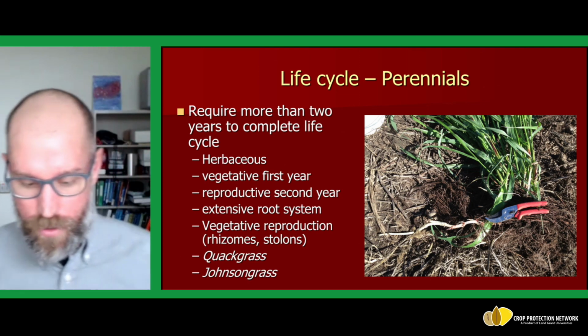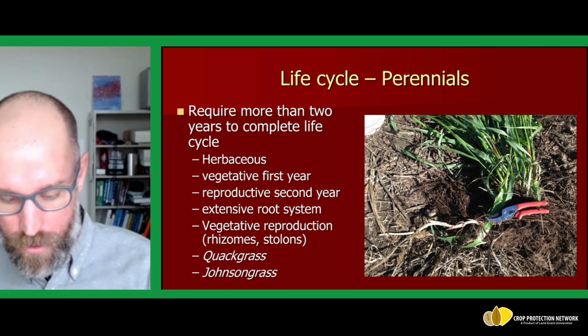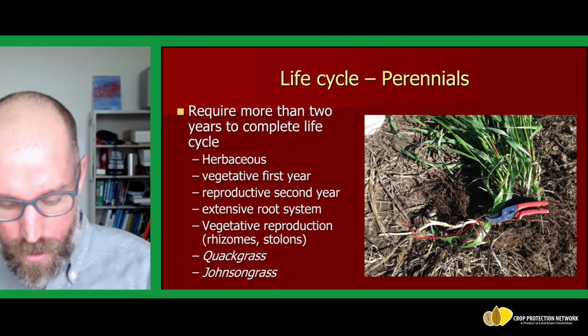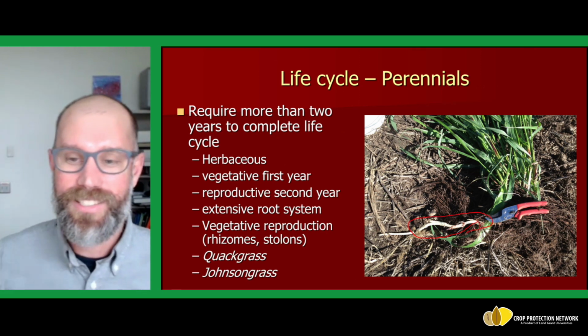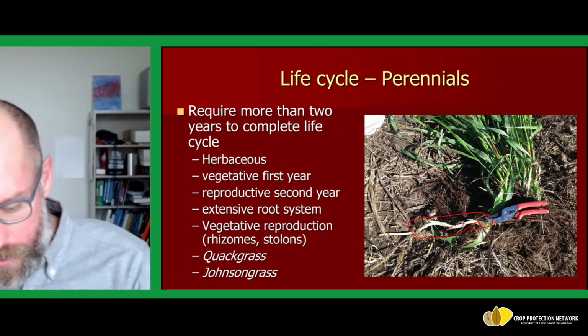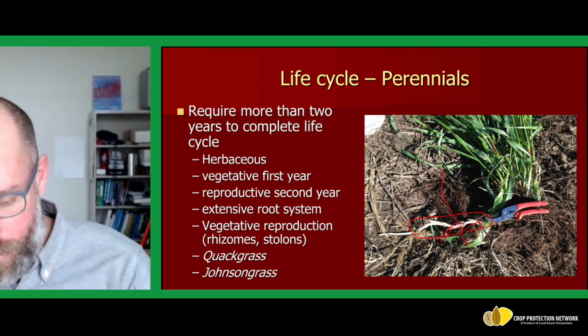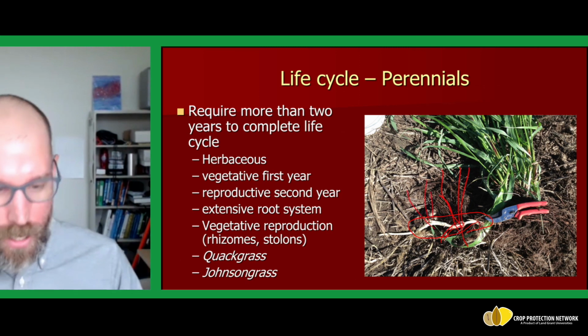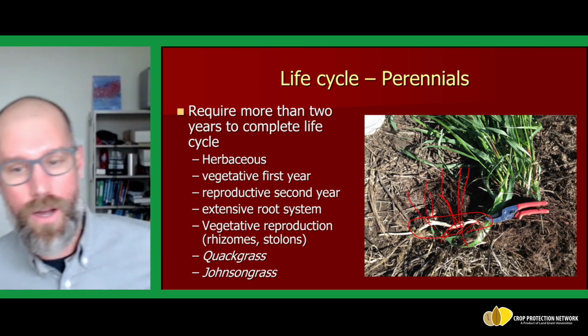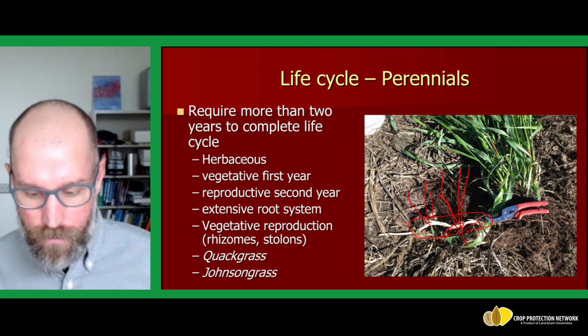You can see here in the picture I have, this would be a Johnson grass plant, and you can see this rhizome, this underground stem that grows. You can see that it's producing some roots, and so new plants will actually come up from these different nodes on the rhizome, and so it'll spread and reproduce by the rhizome.